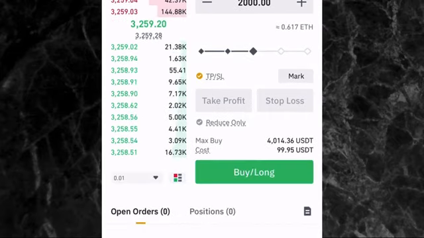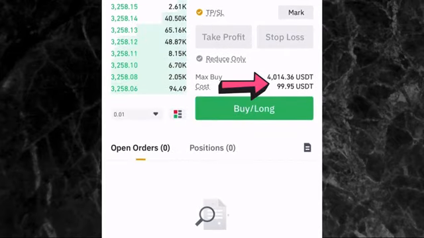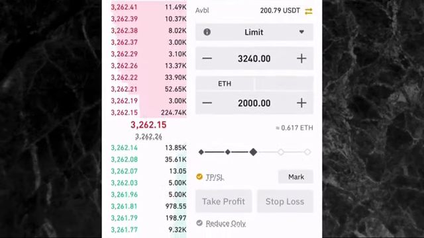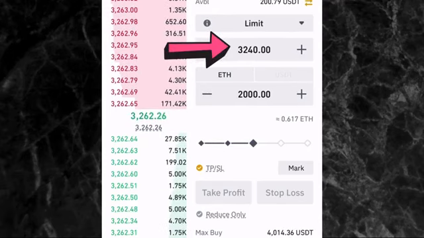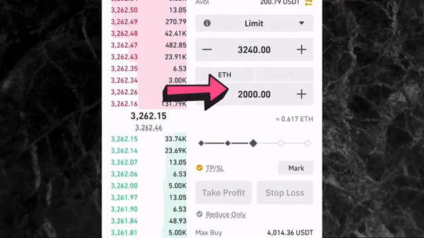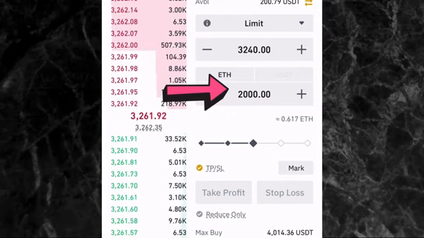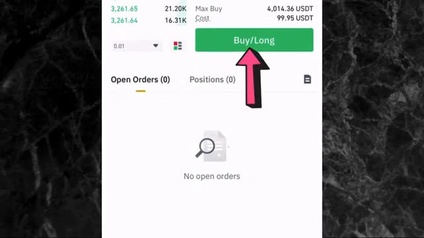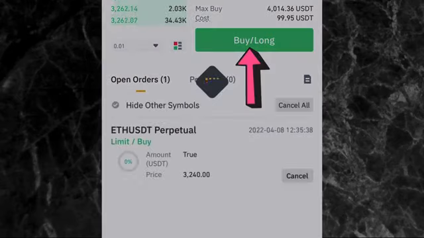And then if you scroll down, you're going to see your cost. The cost is the amount of money you need to enter that trade. So you can see I need just $99.9, which is approximately $100. So basically, I'm entering this trade with $100. You can see we already set the price we're entering the trade. We're entering at $3,240, and we are entering the trade with $2,000. So we just come here and click on buy or long, which means you're predicting that it will go up.